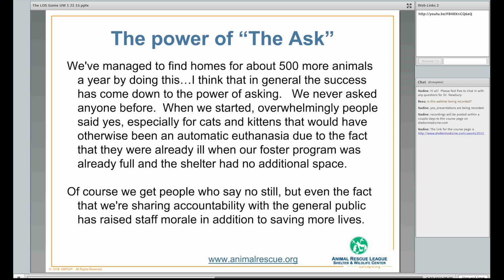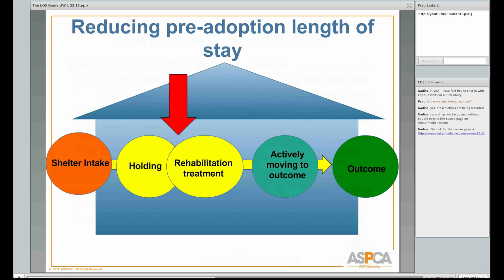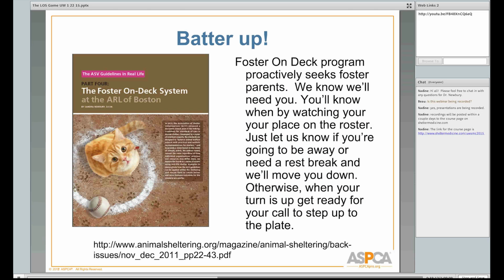So this idea of planning, it seems so obvious, I think, when you really sit down and think about it, but for some reason it's not the way most shelters were functioning, and it's still not the way many shelters are functioning, where they have the ability to plan and control what's happening. So when we think about this next area, this after intake, this pre-adoption length of stay, what can we do to make that shorter? Again, I talked about animals going to foster very quickly.